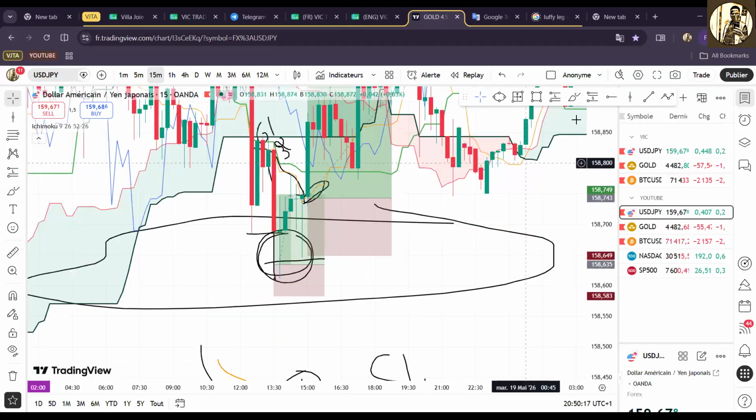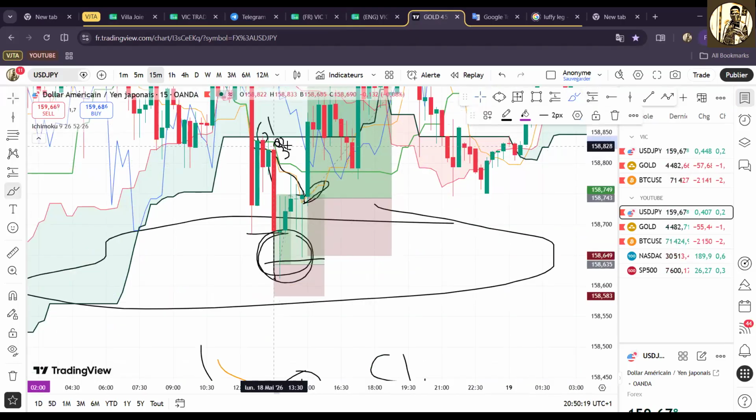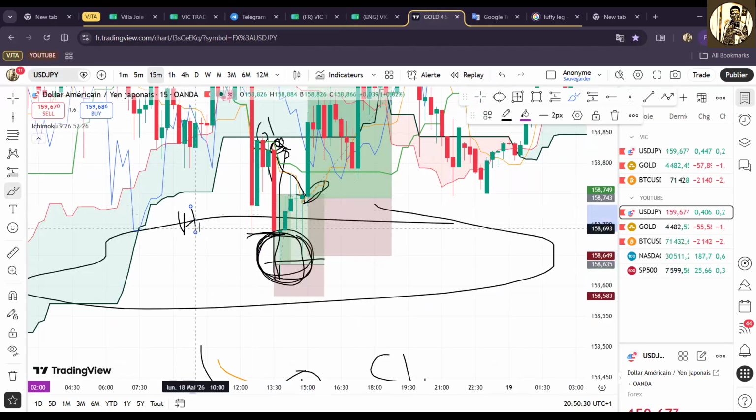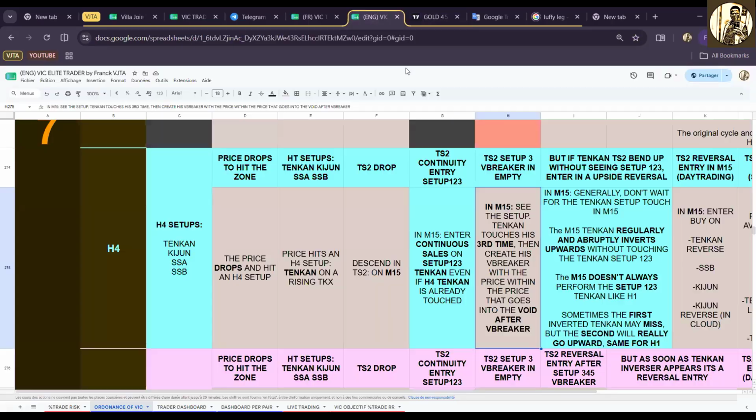That's what I mean here. After the third Tenkan setup here, the price created a V breaker at this point. So the price is now inside the void in 15 minutes. But inside that void, there is an H4 setup too, right? So start buying there. But if Tenkan bends to the upside without you seeing a 1, 2, 3 Tenkan setup, enter in the upside reversal.